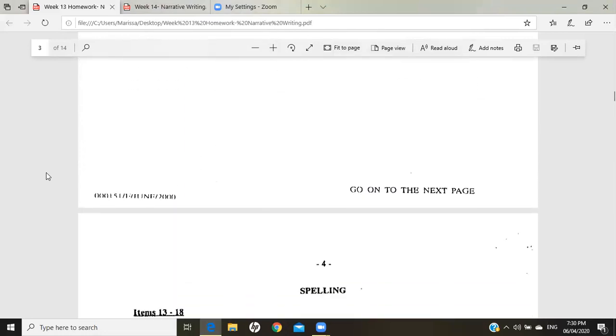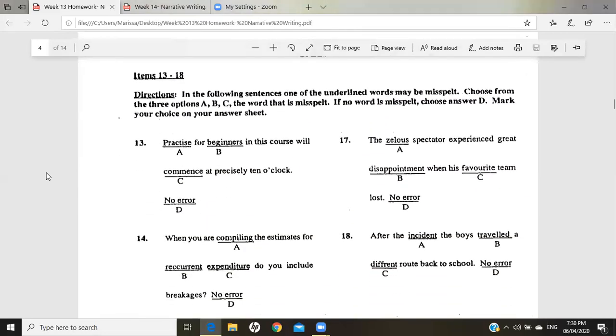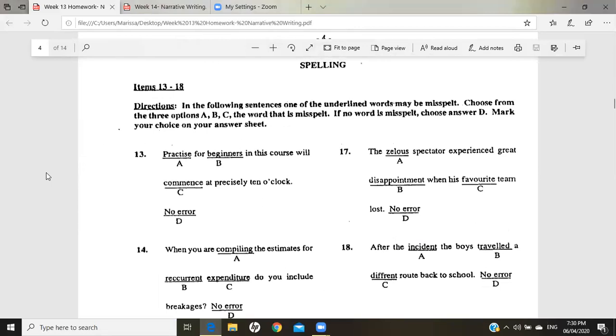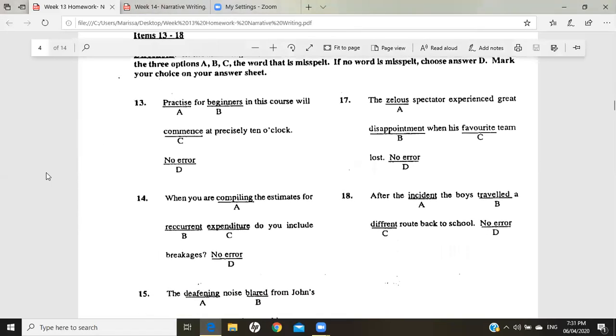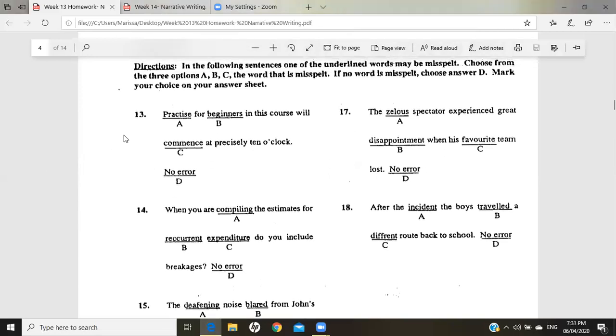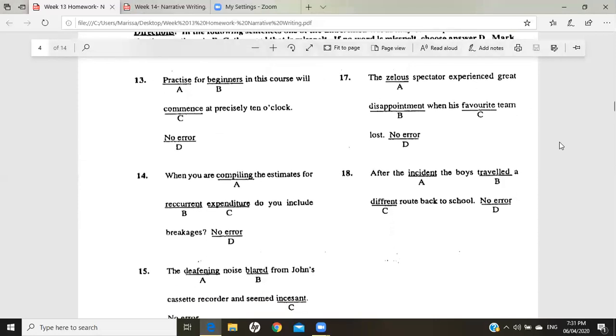Okay, good. The next section is spelling, and I hope that you all did not use dictionaries for this, right? So you know the direction says that there's one underlined word. One of the underlined words may be misspelled. You have to choose. This one was easy. You have to choose from options A, B, or C, and if you think that there's nothing wrong, then you put D as your response.